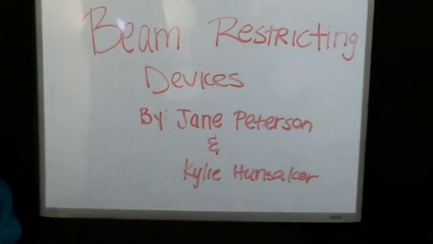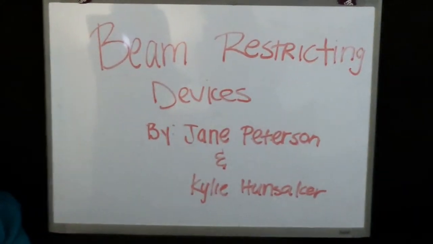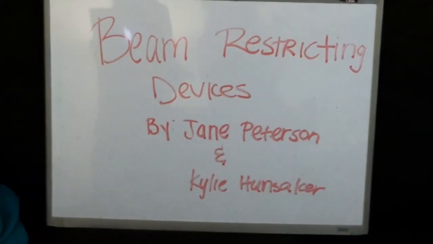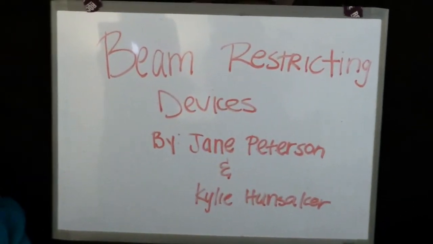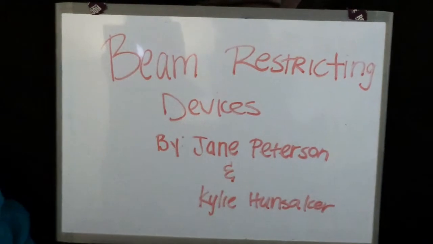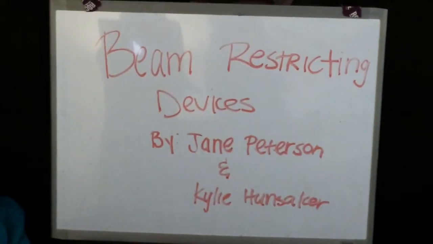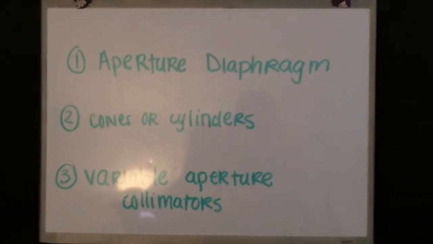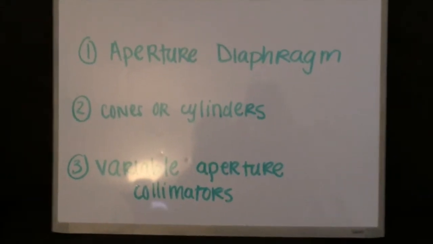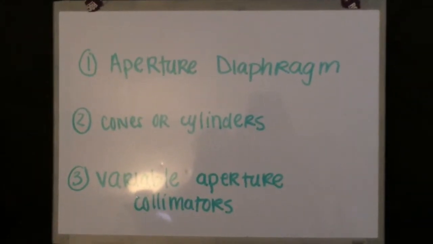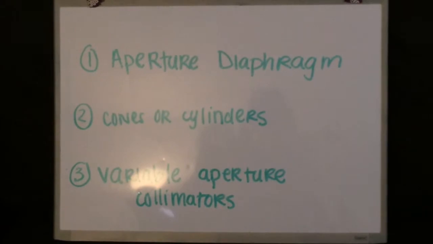Beam restricting devices are needed to change the field size of the X-ray beam, because as the field size increases, so does the scatter radiation, which is what we want to avoid when taking X-rays. We can limit X-ray beam size by using 3 different beam restricting devices. These include aperture diaphragms, cones or cylinders, and variable aperture collimators.